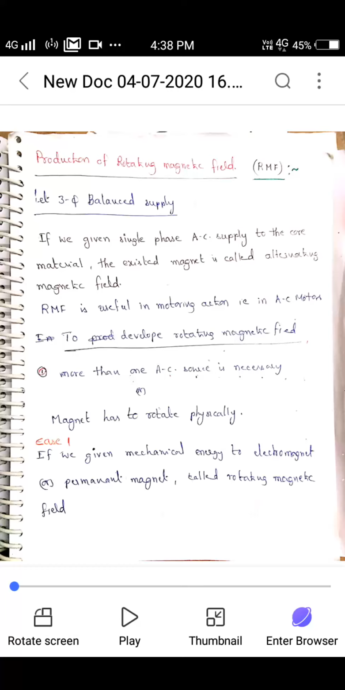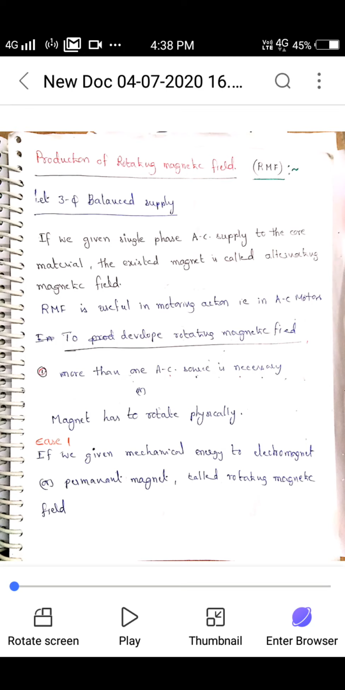Now our topic is production of rotating magnetic field and the development of torque in three-phase induction motor. First let me explain about how to prepare rotating magnetic field.